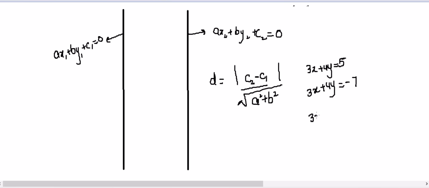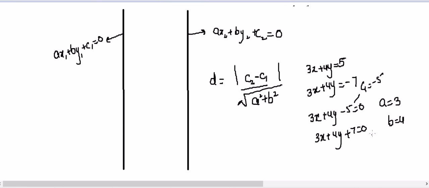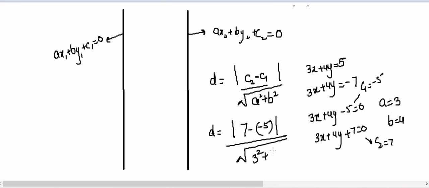So let me write it in their general form. So 3x plus 4y minus 5 equals 0 and 3x plus 4y plus 7 equals 0. Clearly in both the lines, a is 3, b is 4, c1 is minus 5 and c2 is 7. Putting these values in the given equation, c2 is 7 minus minus 5, root a squared, which is 3 squared, and b squared, which is 4 squared. So you'll get d is equal to 7 plus 5.